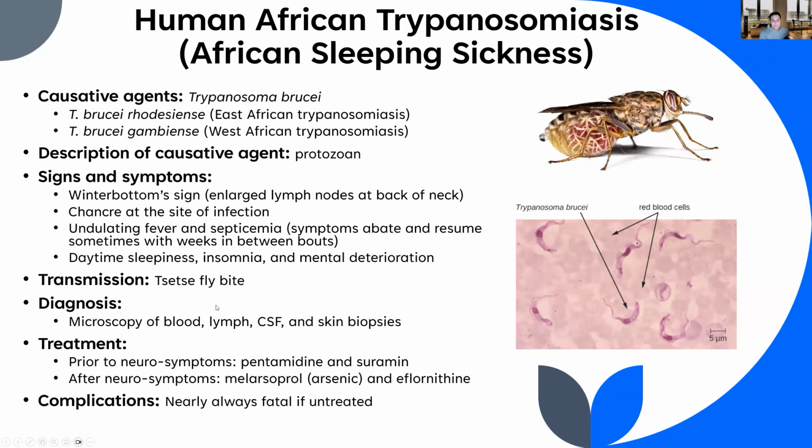How do we treat this? Well, it depends on where we're at in the disease. So if it's before these neuronal symptoms begin to develop, pentamidine and suramin, which are anti-parasitics, essentially are used. After, on the other hand, we're going to be dealing with arsenic or eflornithine. So again, the one thing to point out is these are really harsh chemicals that we're using to treat this infection. This is not good stuff.